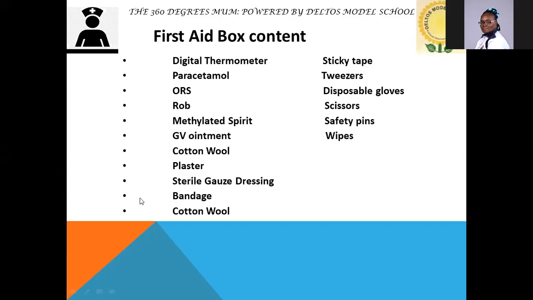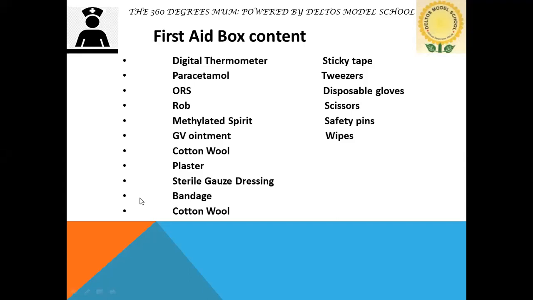Sterile gauze dressing. It's not needed every time, but it's part of the first aid box. Bandage. Next week, we are going to be looking at what we can use some of these things for and how to use them. Bandage. Then we have sticky tape. The ones that are written on the other side are not really so important, but if you have them, it's good. Tweezers. Tweezers are something that you can use to hold your cotton wool.